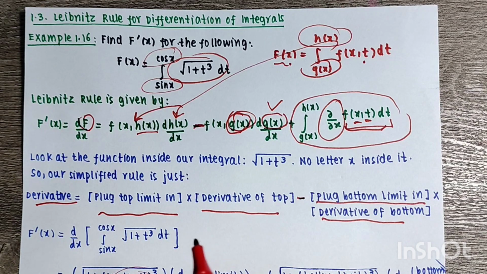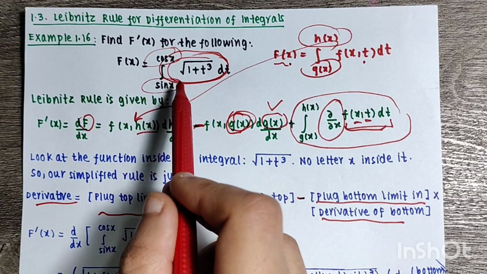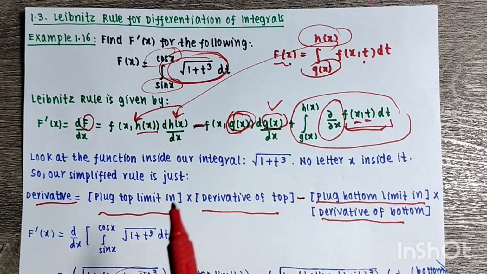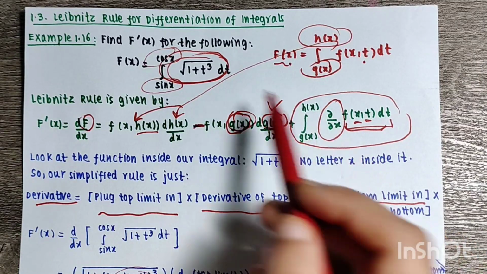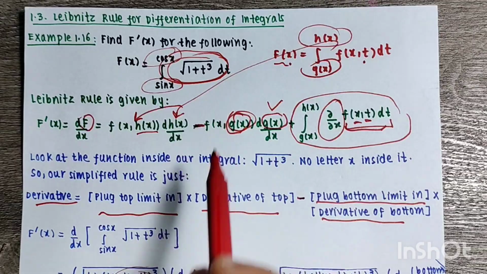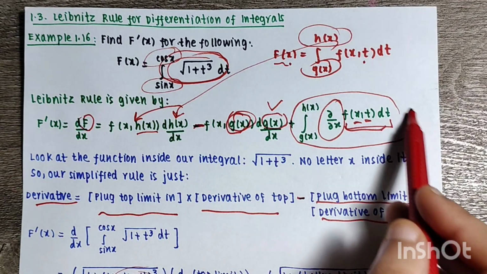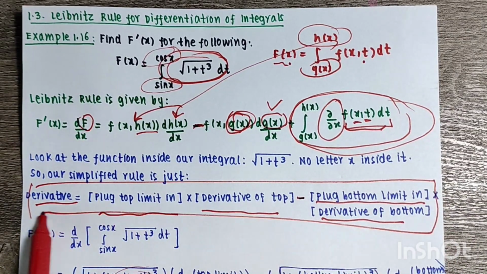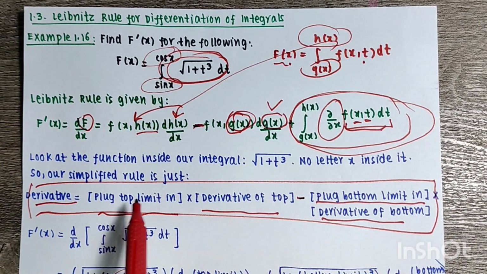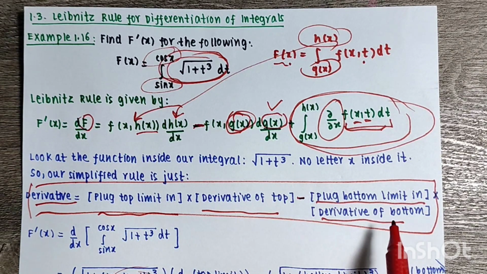However, there is a shortcut here. Look at the function inside the integral. We have square root of (1 plus t) whole cube dt. There is no letter x inside it. It has only t. So when we take the derivative of it with respect to x, it will become 0, because it has only t inside it. So because of this, the third step, that is, taking the derivative of the inside with respect to x, will just become 0. So our simplified rule is just this: the derivative is equal to plug the top limit in, times the derivative of top, minus plug the bottom limit in, times the derivative of bottom.